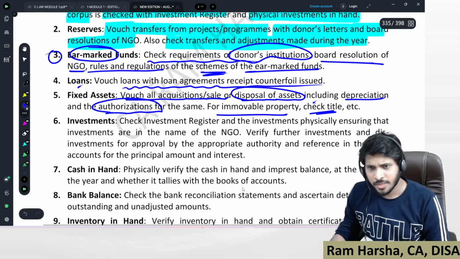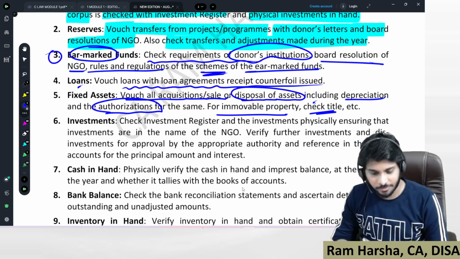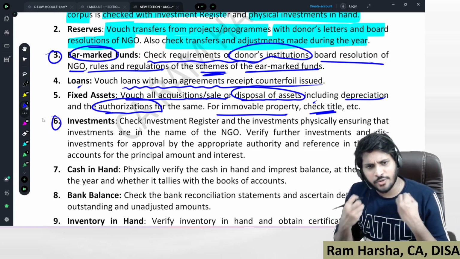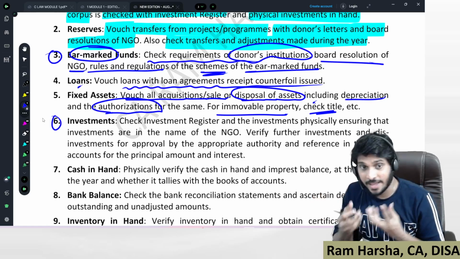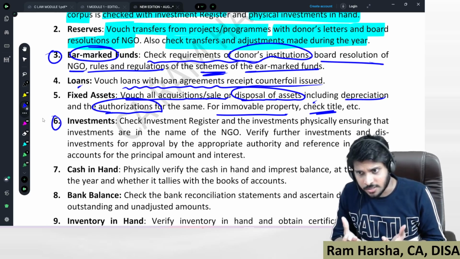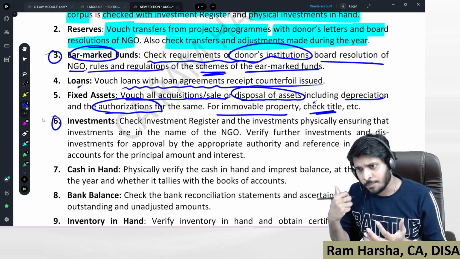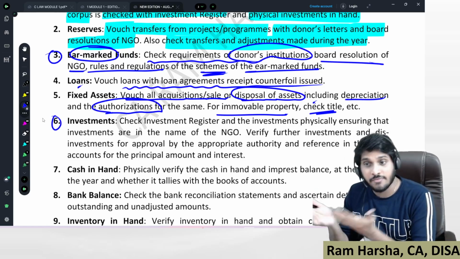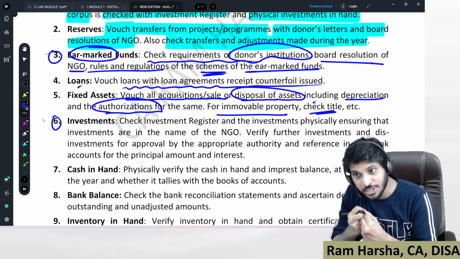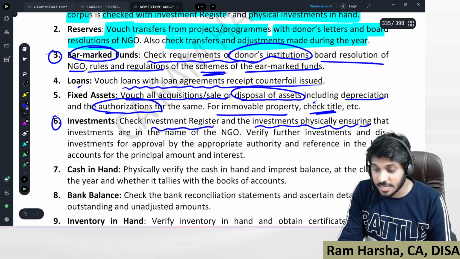By the way, if it is a section 8 company, is CARO applicable? No. Fine. Next, investments. When will an organization keep investments? When they have surplus money, idle money. If I have profit, income, huge reserves and a huge cash balance, why should I keep it idle? If I invest in bank fixed deposits or securities, I will get some returns, right? So check the investment register and verify the investments physically.